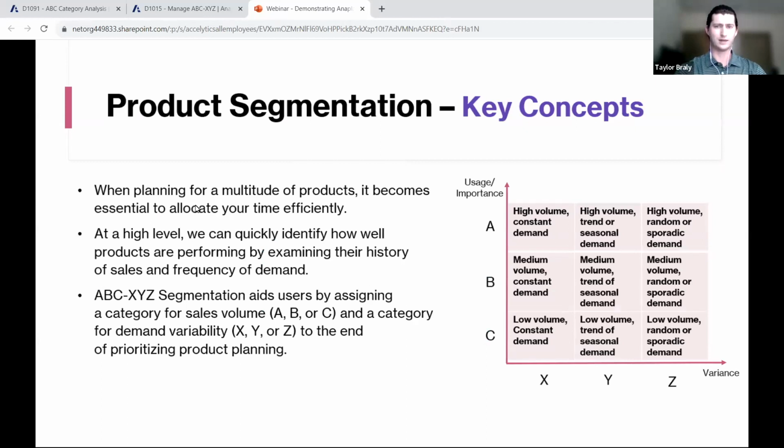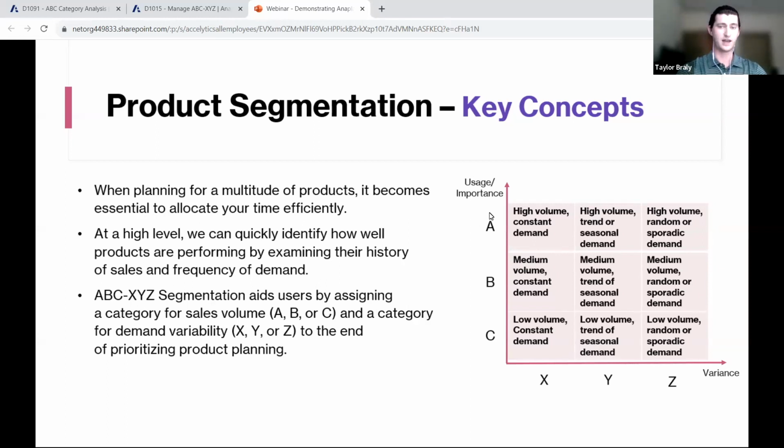At a high level, product segmentation is going to be helpful when planning for a multitude of products. With more planning, it becomes essential to allocate your time and know what time is going to be useful for your planning the best. To help you along, we are able to categorize different products based on their sales volume and their demand. That is essentially what product segmentation is, specifically ABC-XYZ segmentation.